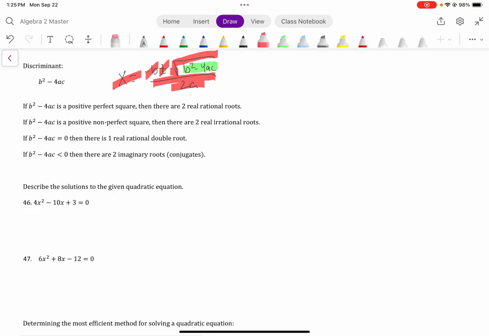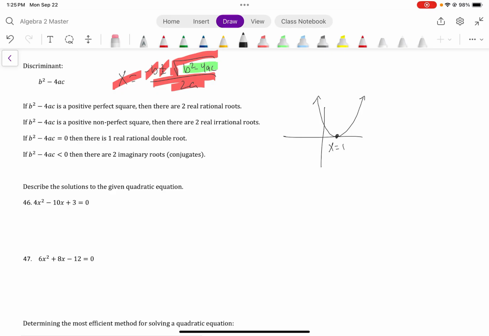If you get your discriminant equals 0, honestly, this is what I hope for every single time. I cross my fingers, usually let down, but it is what it is. If it equals 0, you're going to have 1 real rational double root. What that means is, if I were to sketch a picture quick, your parabola is going to touch the x-axis and bounce away. I'll say x equals 1.